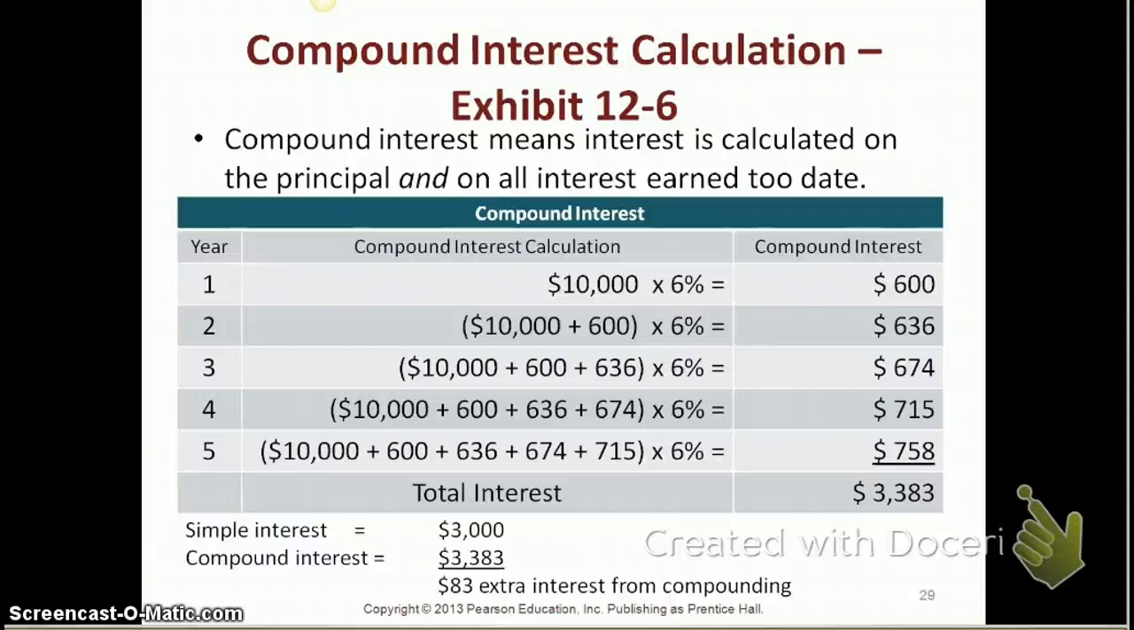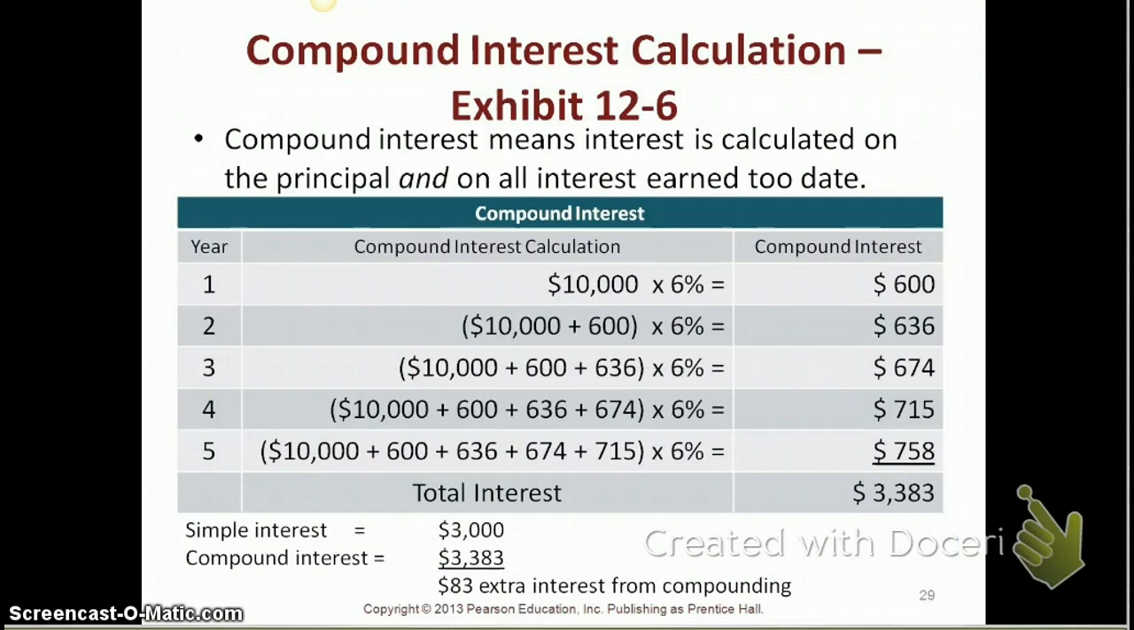So let's look at this example again. We had a period of 5 years. We had an interest rate of 6% again. Our principal was 10,000, and we're going to calculate interest using the compound interest method. In your first year, your interest that you earn is $10,000 times 6%, or $600. There's no difference between simple interest and compound interest in the first year.